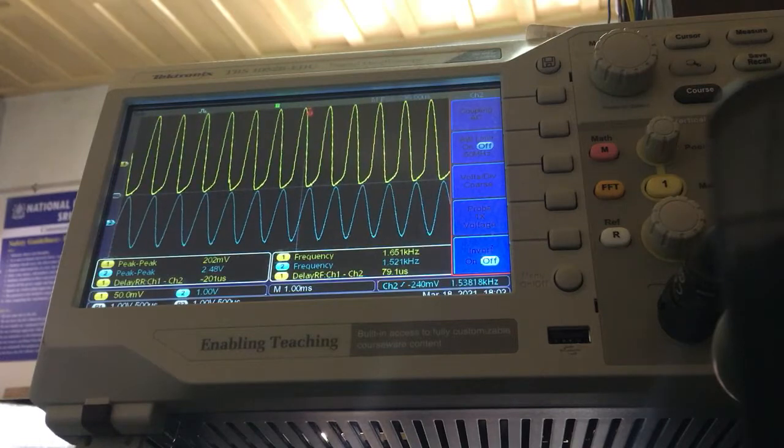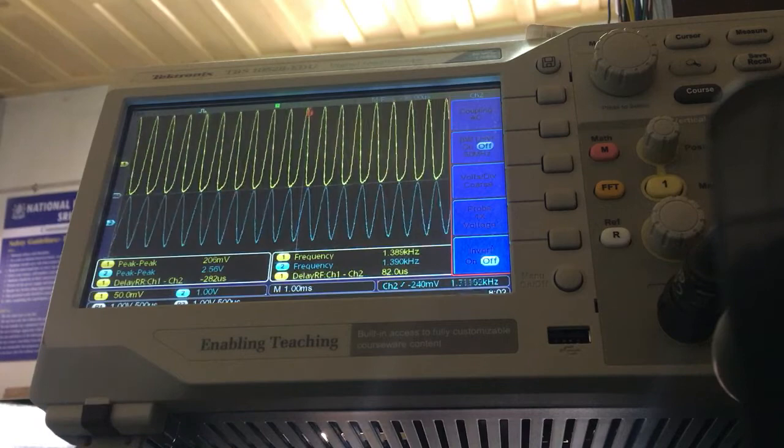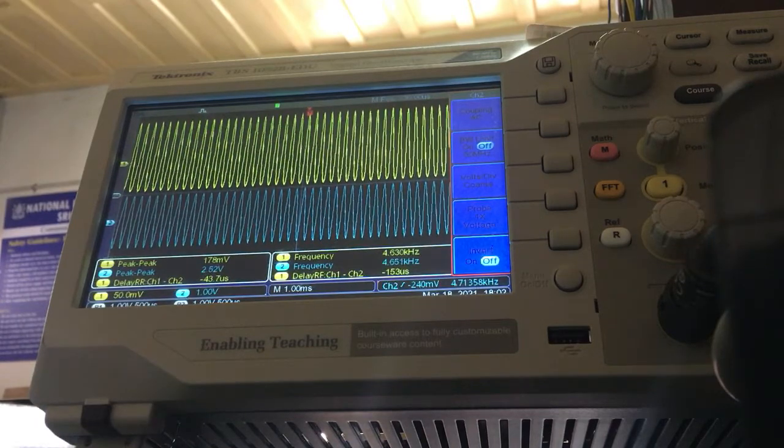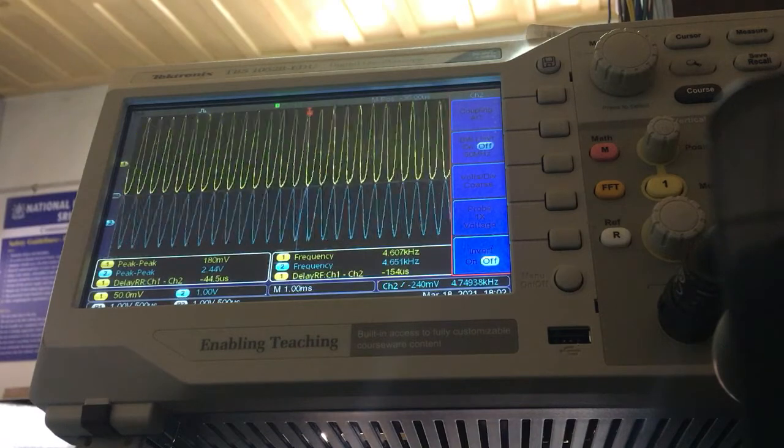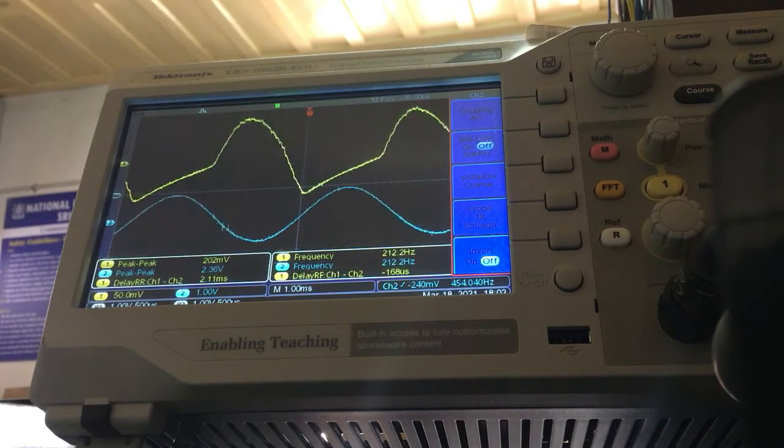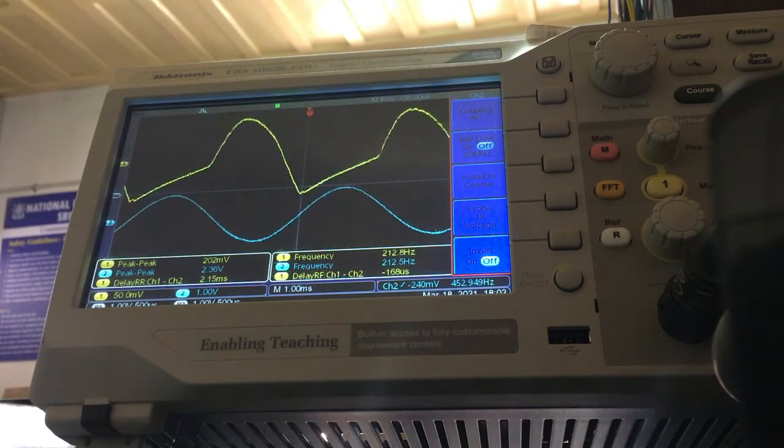And if you look closely, the peak to peak goes from 206 millivolts, and right now it's gone down to 178 millivolts at high frequency, and at low frequency it again reduces.